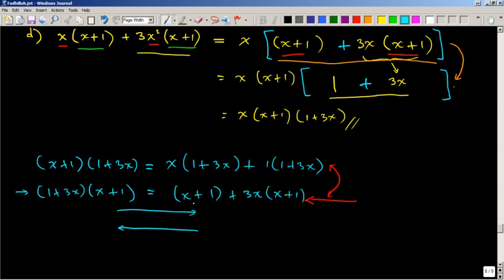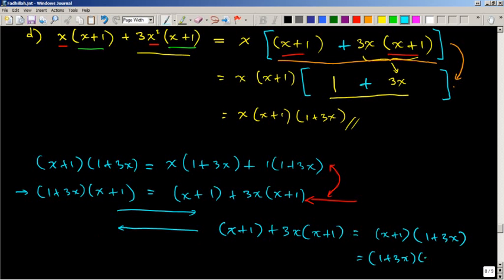So now, if I want to x plus 1 campur 3x x plus 1, I want to factorize. I want to go back. What is going to be the answer? It is going to be x plus 1 plus 3x. Ataupun kita buat 1 plus 3x x plus 1, which is either this answer or that answer.